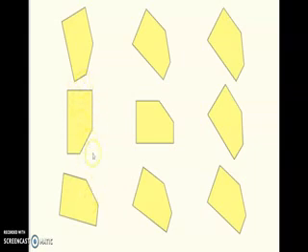For that I have to superimpose these polygons.